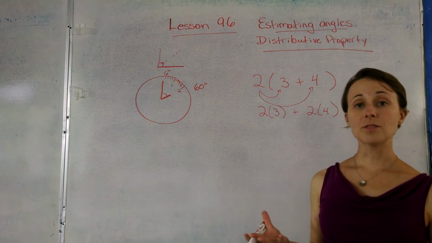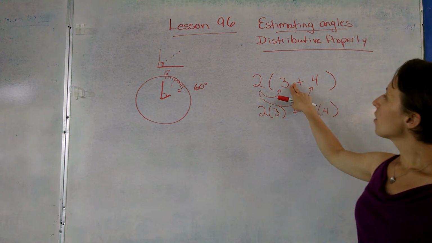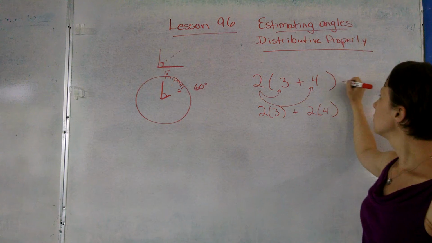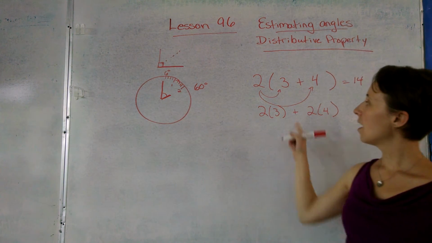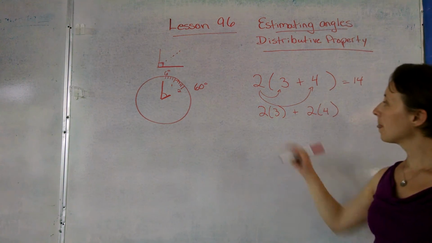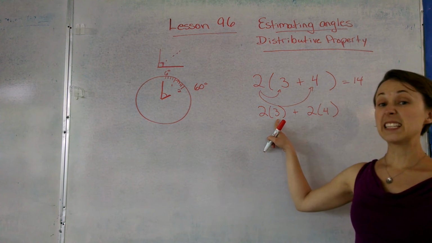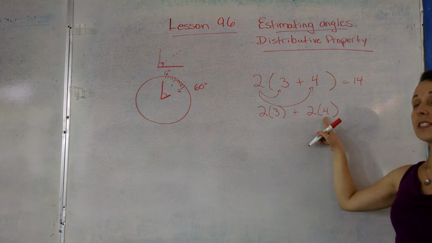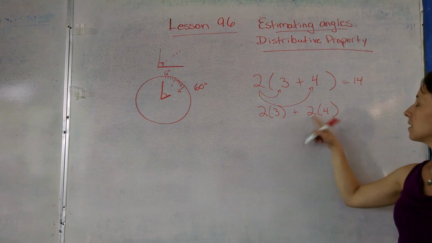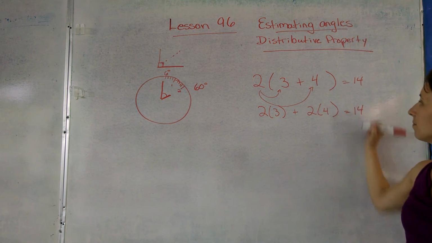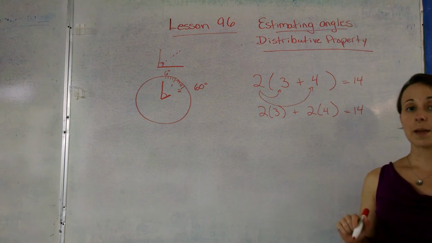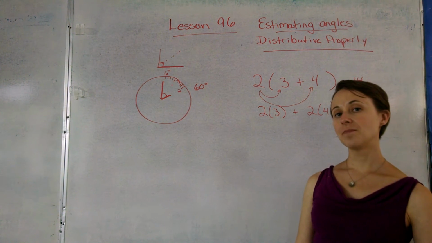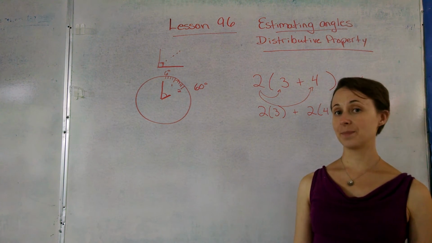You should get the same answer. Let's check it and see. 3 plus 4 is 7 times 2 is 14. Let's try it with the distributive property. 2 times 3 is 6 plus 2 times 4, which is 8. 6 plus 8 is 14. These are 2 ways to get the same answer. Now you are more sophisticated than you were at the beginning of the year. Our problems now have variables in them.